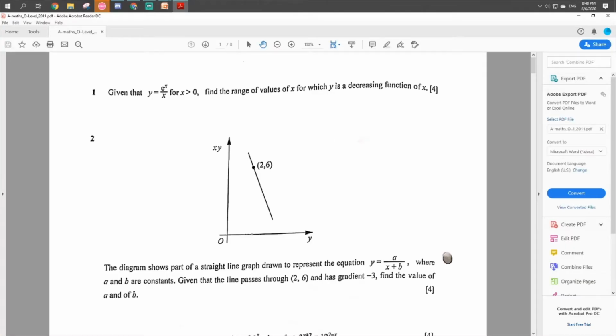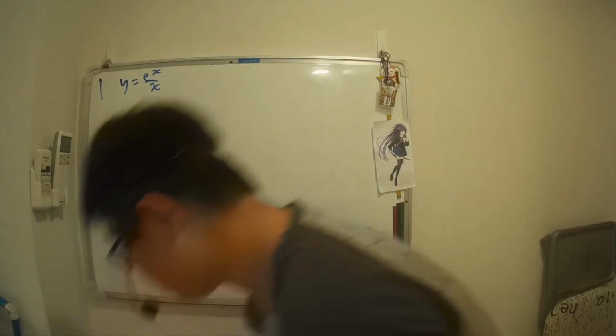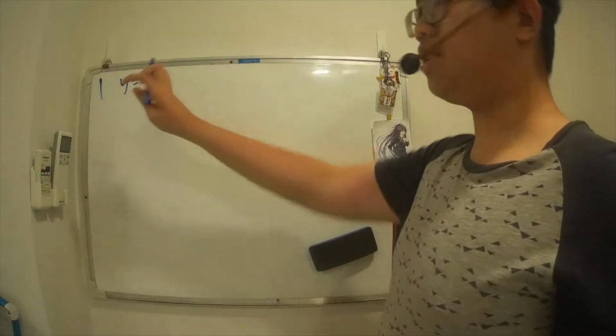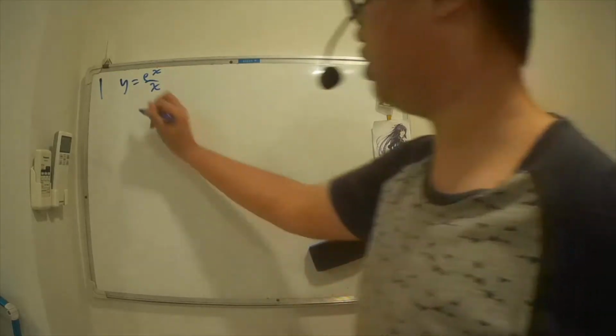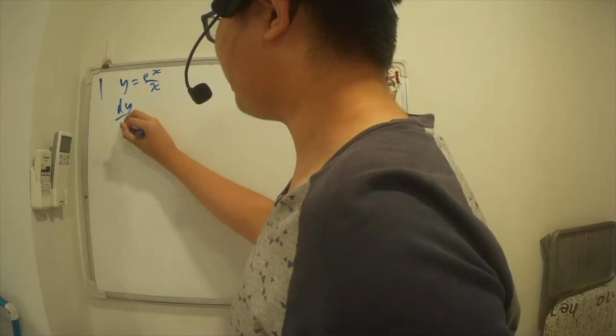So you can see here, the first question is that given that y is equal to e to the x power over x for x is greater than 0, find the range of values of x for which y is a decreasing function. So we know that y is equal to e to the x over x, where x is greater than 0. So we need to find the range of values for this as a decreasing function. So that's quite simple. Just do dy/dx.